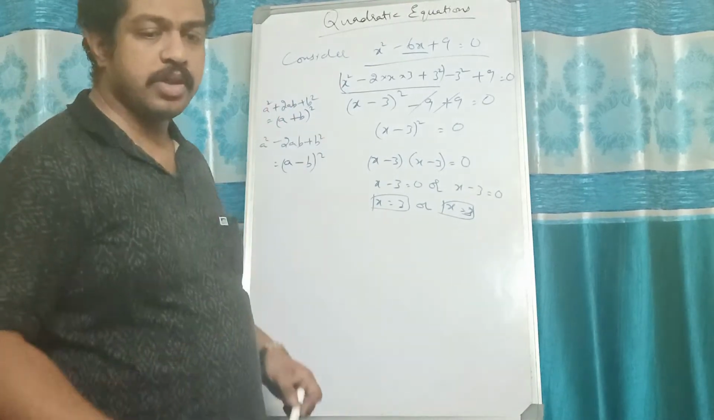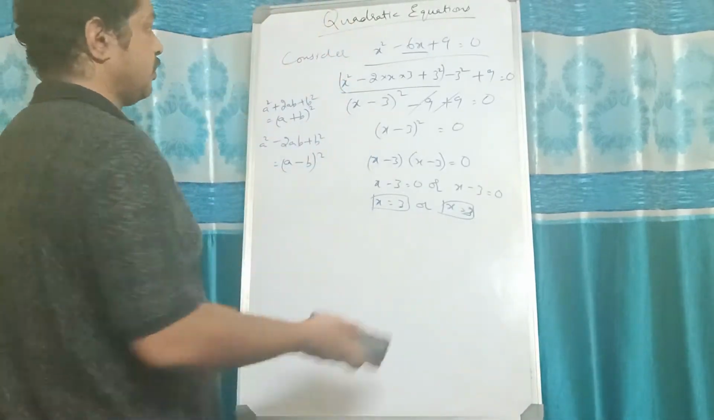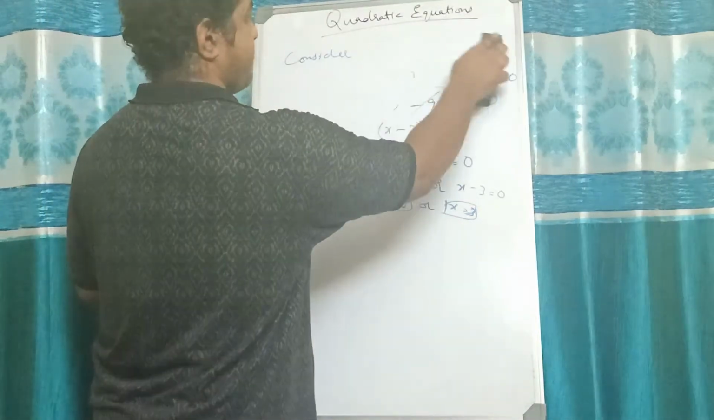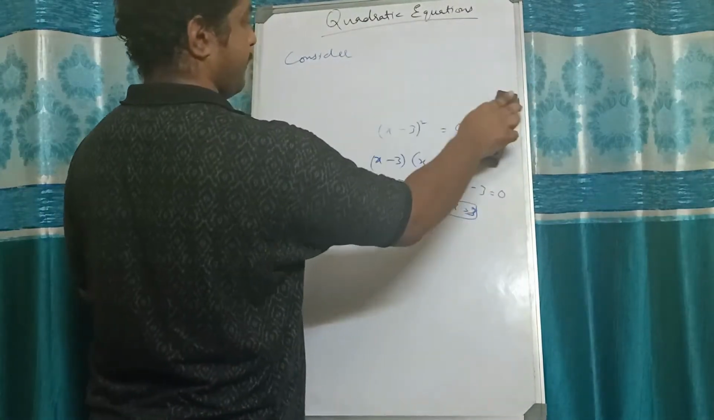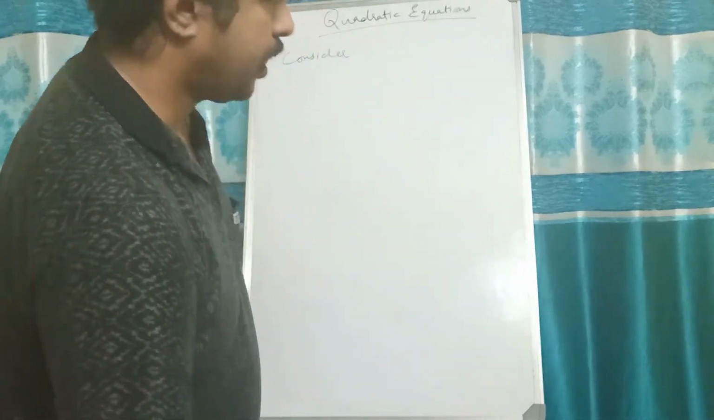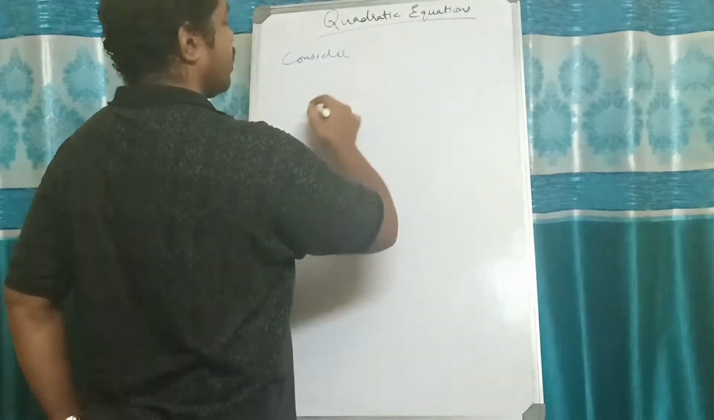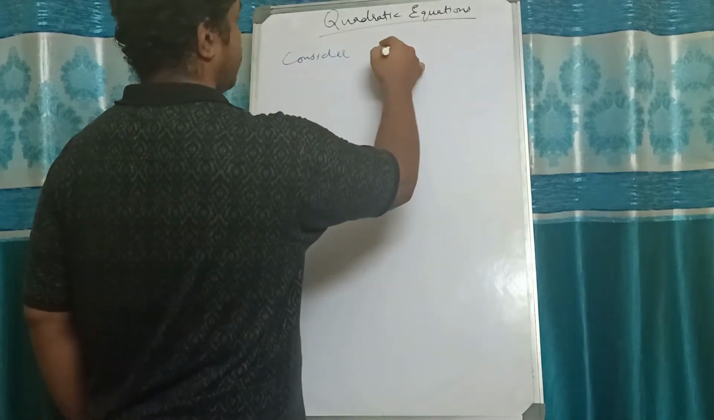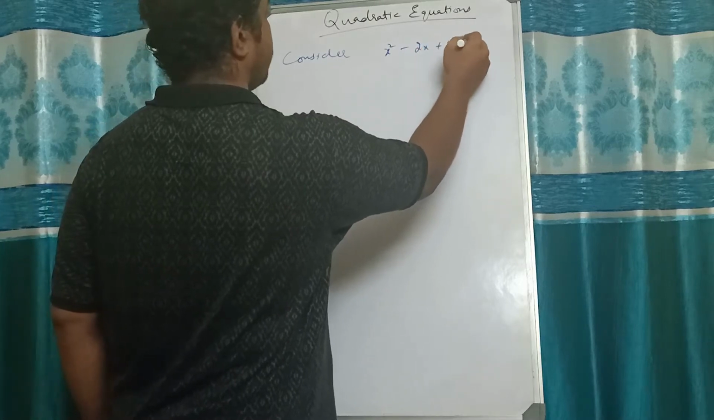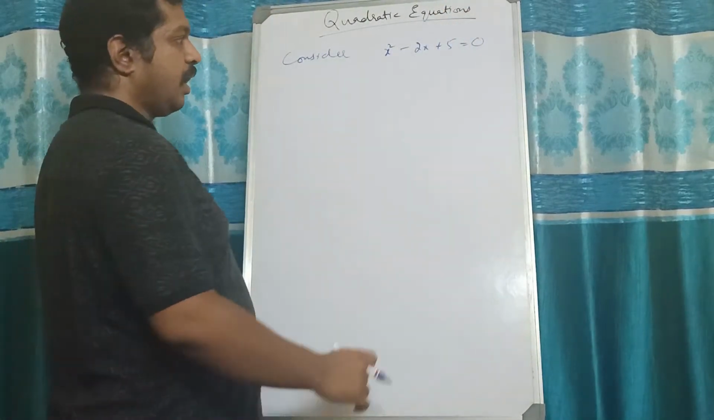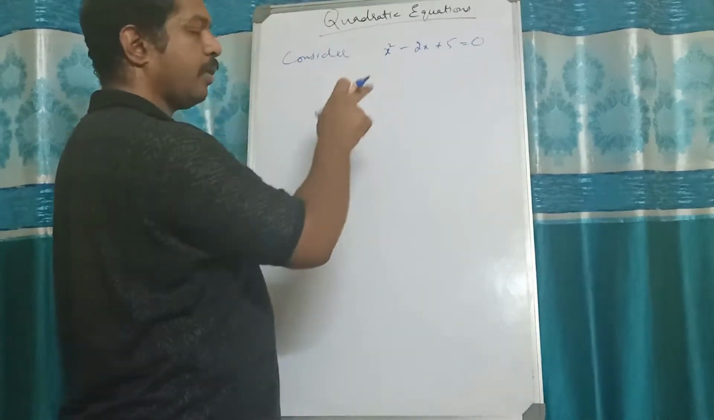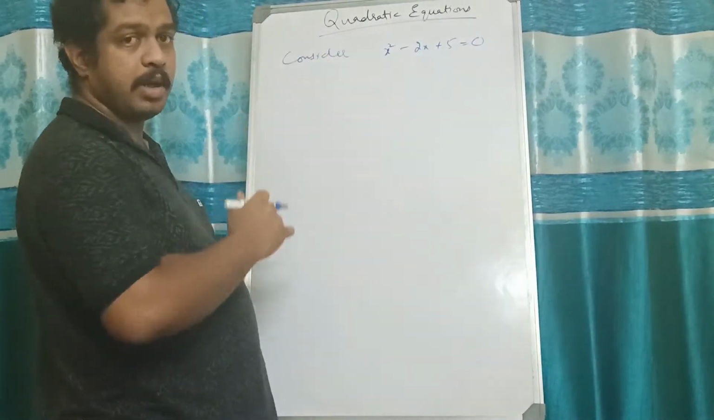Now we will go to the third method called the formula method. Let me consider the equation something like x square minus 2x plus 5 equal to 0, something like this, okay. I will try to show you how to solve this kind of quadratic equation by using the formula method, right?